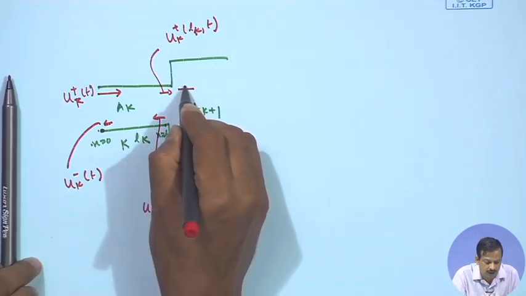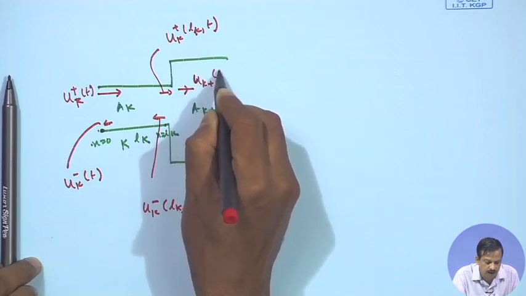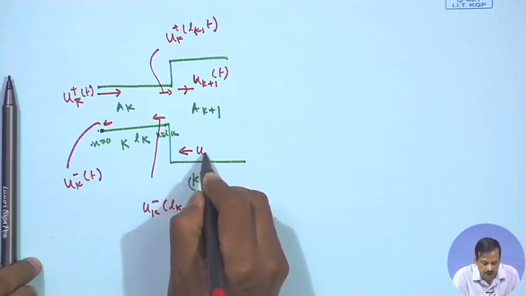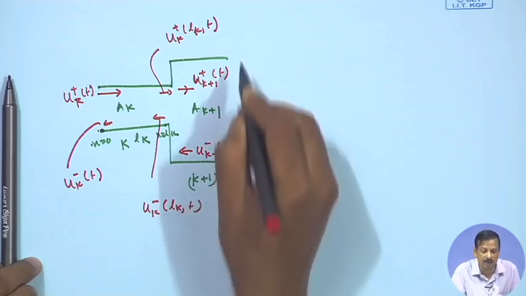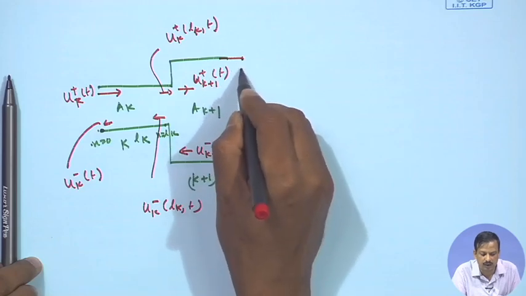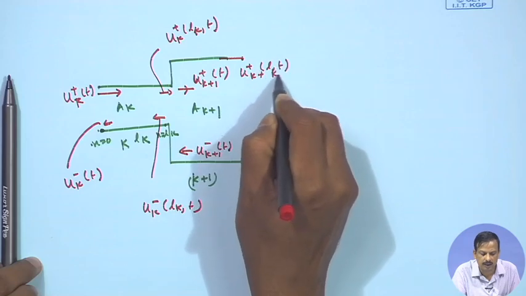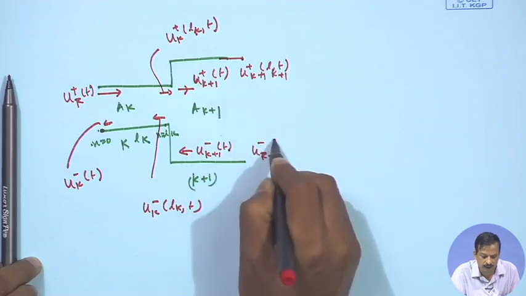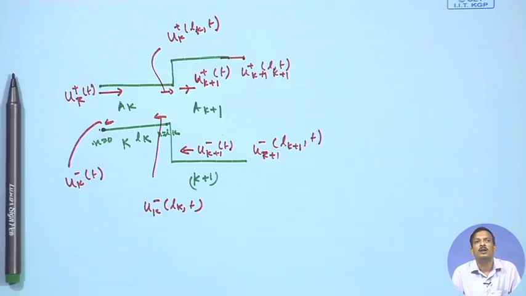At the input of this tube, the forward wave is nothing but u_{k+1}^+(t). Backward wave in here is nothing but u_{k+1}^-(t). At the end of the tube, it will be u_{k+1}^+(t + L_{k+1}), and here u_{k+1}^-(t - L_{k+1}). The length of the tube is L_{k+1}, here it is L_k.